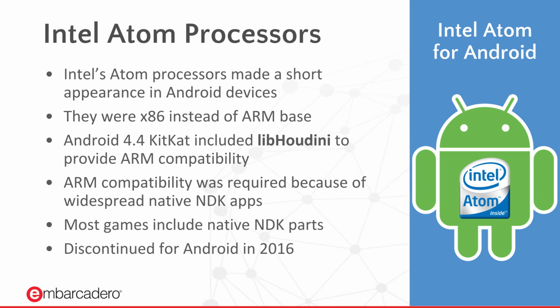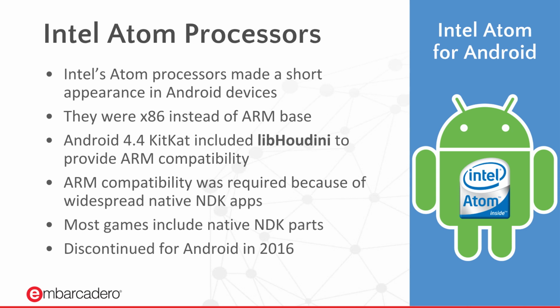This also came up, Intel Atom processors. These were short-lived. Intel introduced Atom processors, which were lower powered, lower priced processors to be included in mobile devices. They were in Android for a little while. Google and Intel kind of partnered, made a big deal about it. And then in 4.4 KitKat, they added Houdini. The reason this is a big deal is the Atom processors are x86 based, while ARM processors are ARM based. They're not x86. It's a whole different standard. So, Google added libhoudini to provide ARM compatibility.